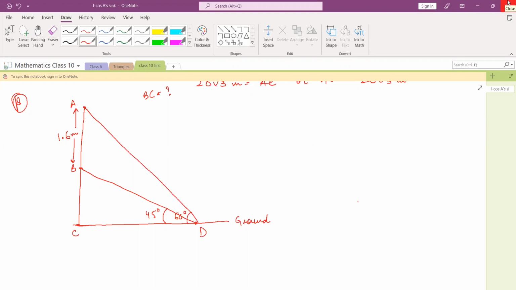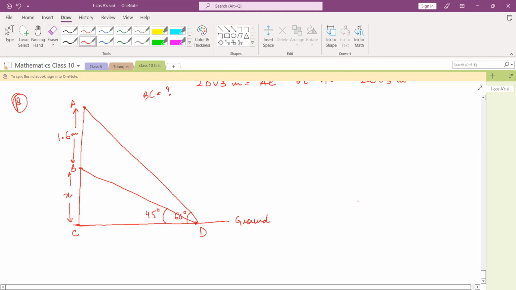If I want to use tan theta, at least one thing I need to know. I should know either the perpendicular or the base, right? We can do it this way. I think if I take this distance x, let's say, then in terms of x, let me try to find my answer.